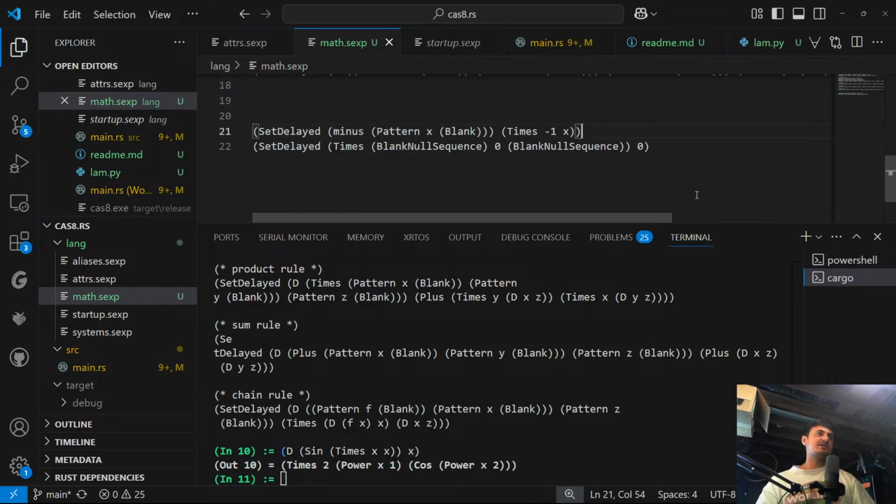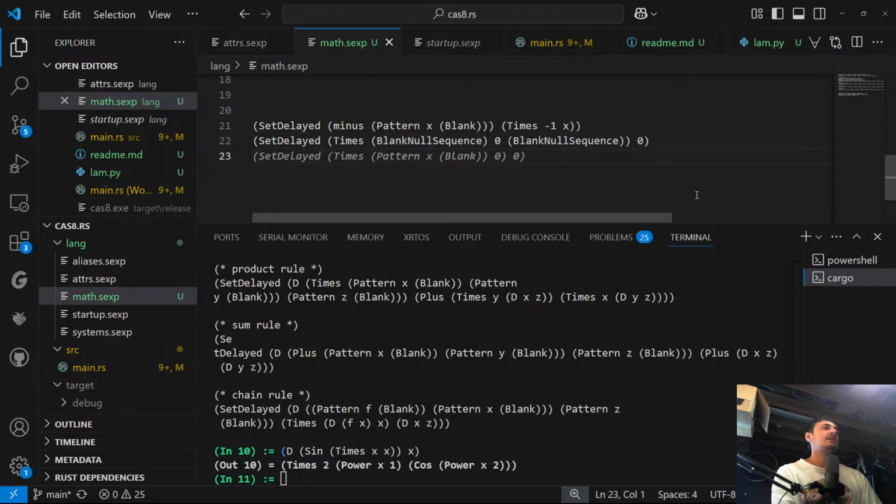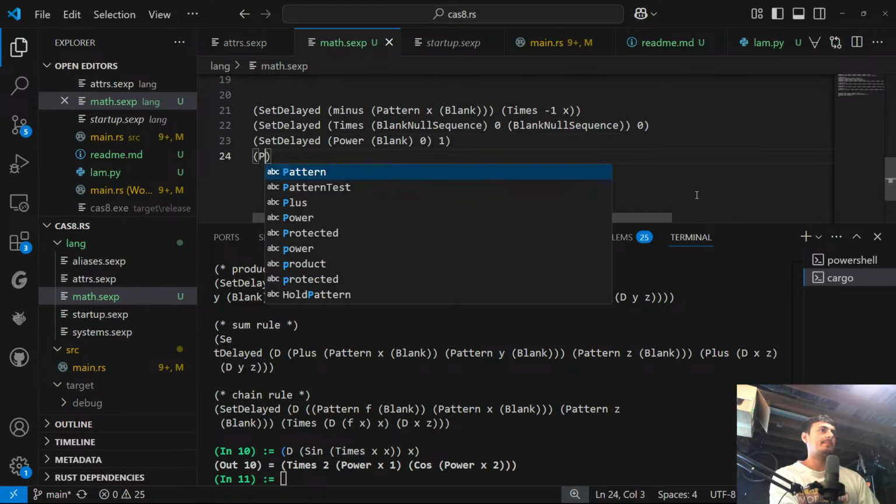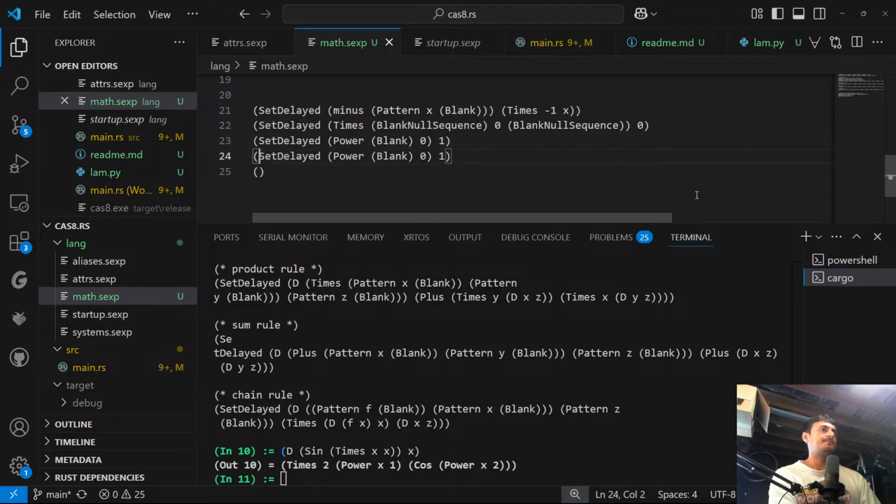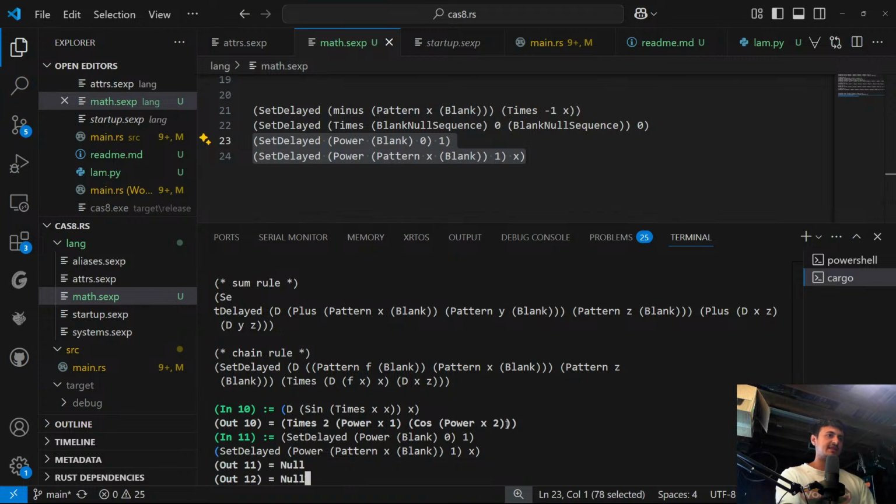And some basic simplifications, we can just do this. SetDelayed power, blank. Okay. I think that should be fine.